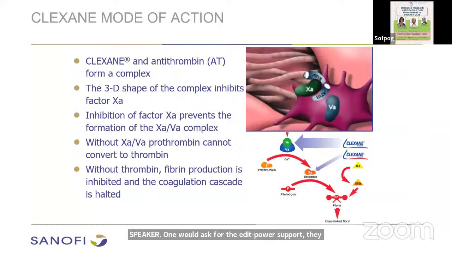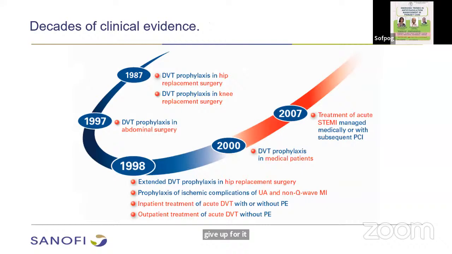And for Clexane, I think when Doc was talking about the cascade, it works by binding to antithrombin, and its effect is mainly by inhibition of factor 10A. So it has been on our market for over 3 decades and has very much of a good track record.